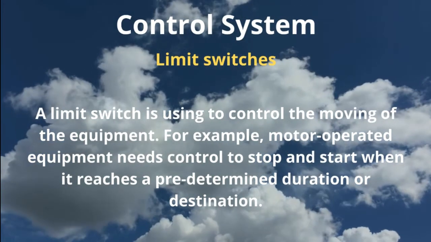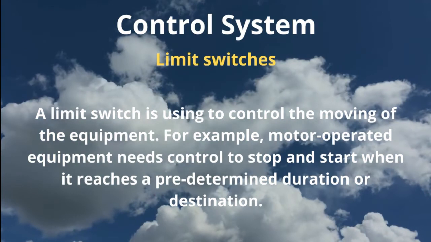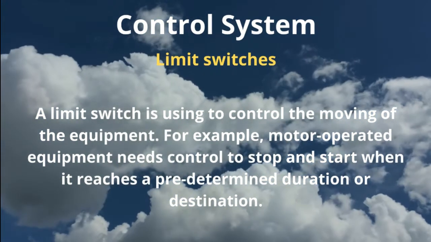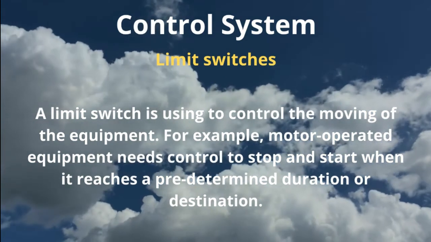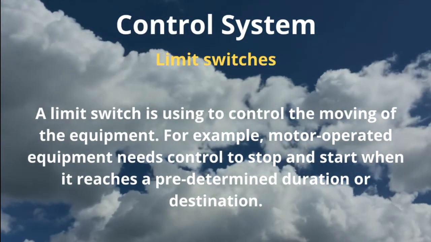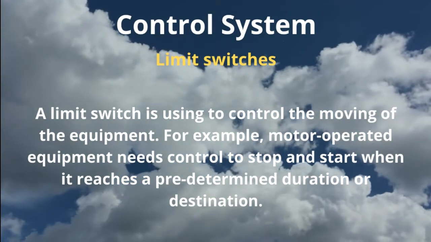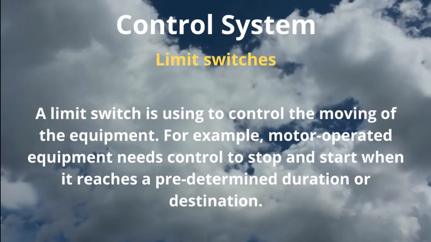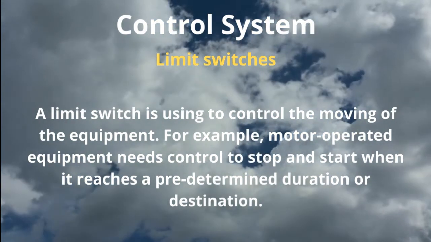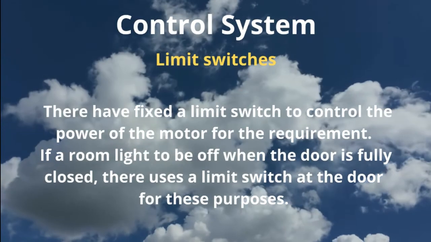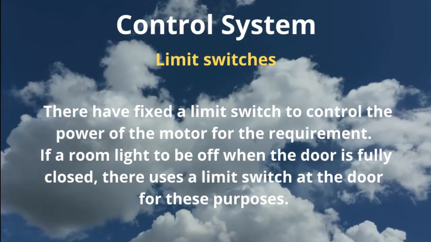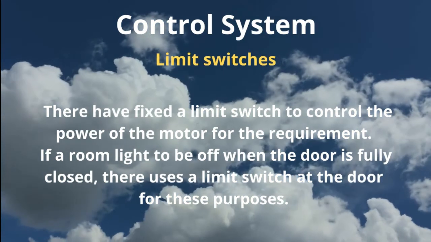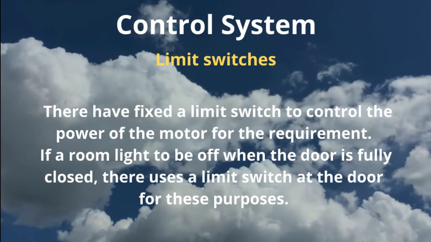Limit switches. A limit switch is used to control the moving of the equipment. For example, motor-operated equipment needs control to stop and start when it reaches a predetermined distance or destination. A limit switch is fixed there to control the power of the motor for the requirement. If a room light is to be off when the door is fully closed, a limit switch is used at the door for this purpose.